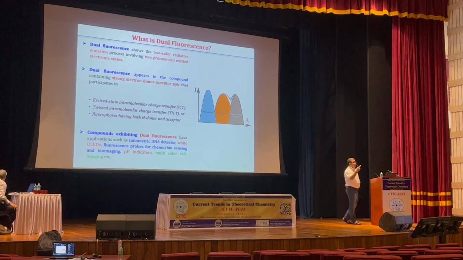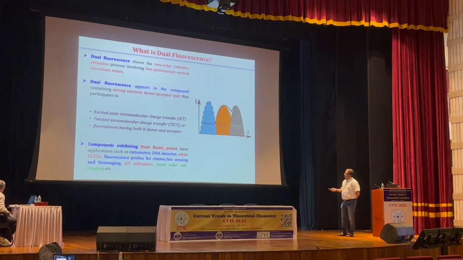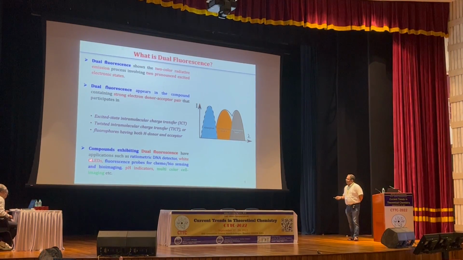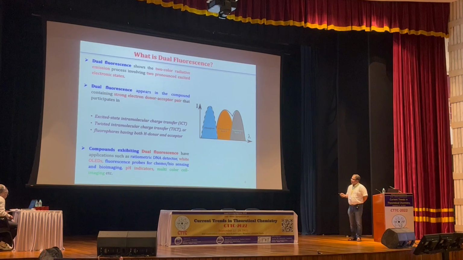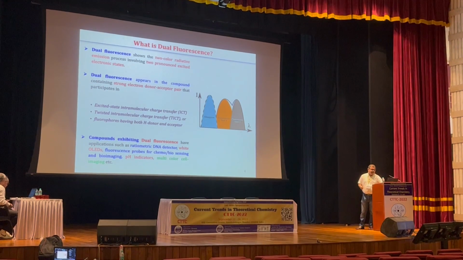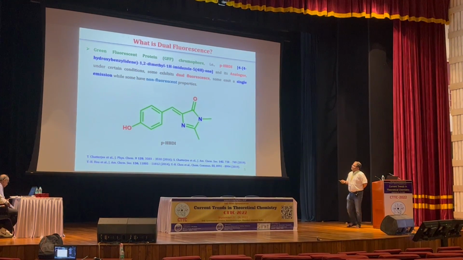Where dual fluorescence is very important is that compounds exhibiting dual fluorescence have applications like DNA detectors, white OLEDs, fluorescence probes, pH indicators, and many more. But how can we bring the green fluorescent protein to this dual fluorescence?